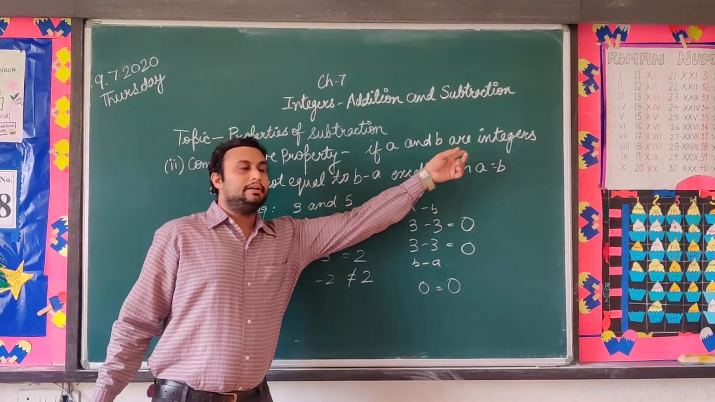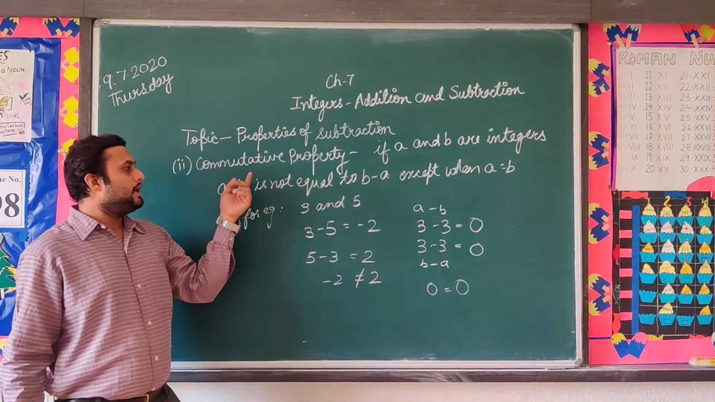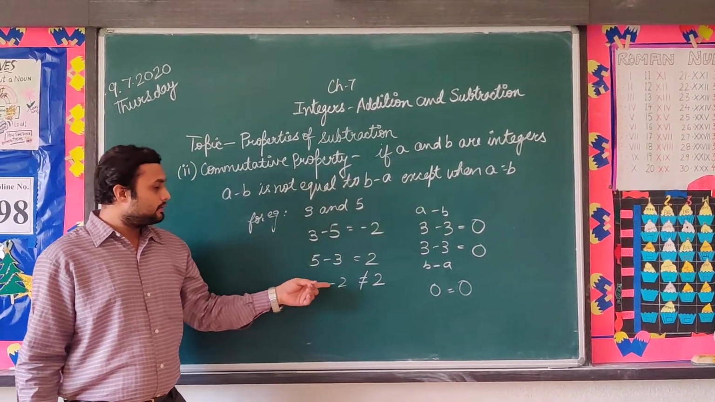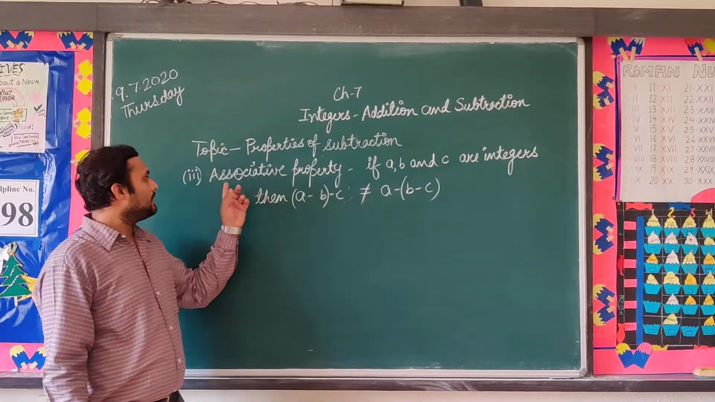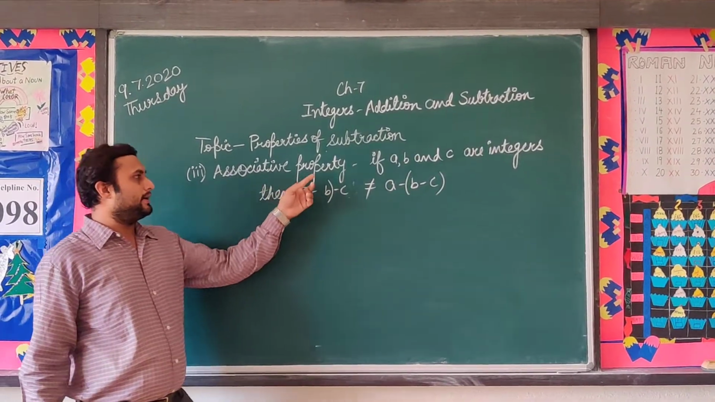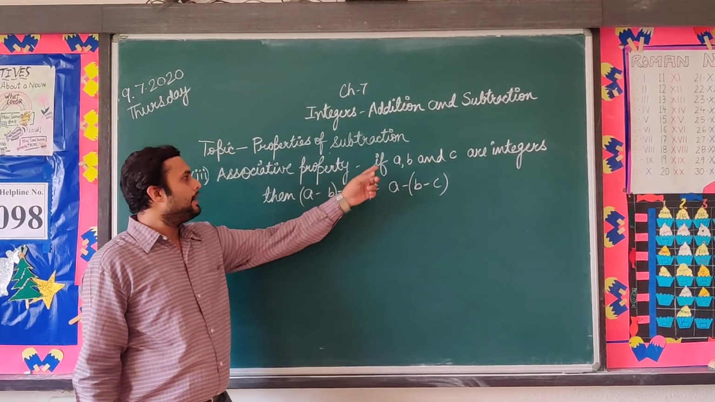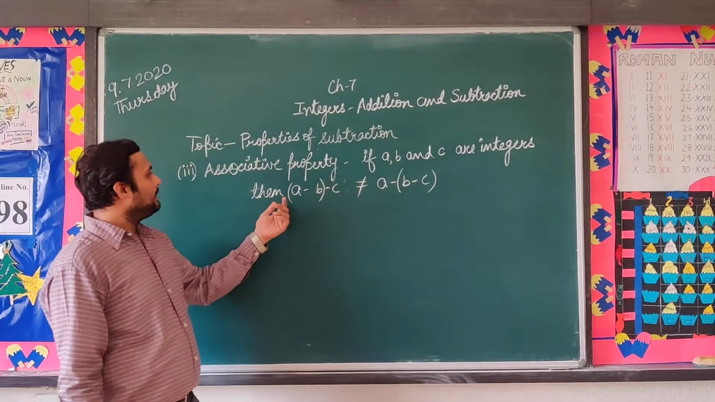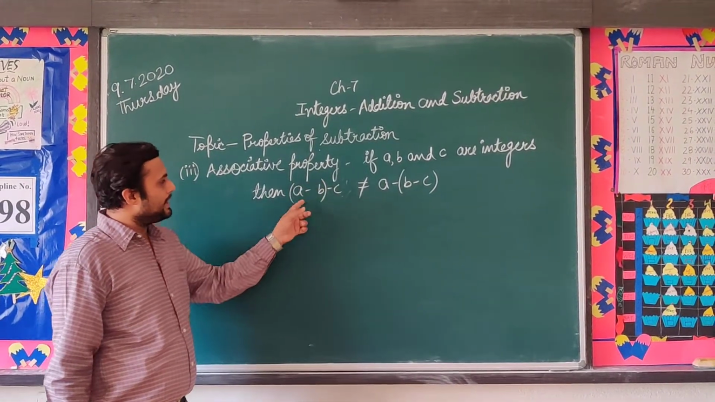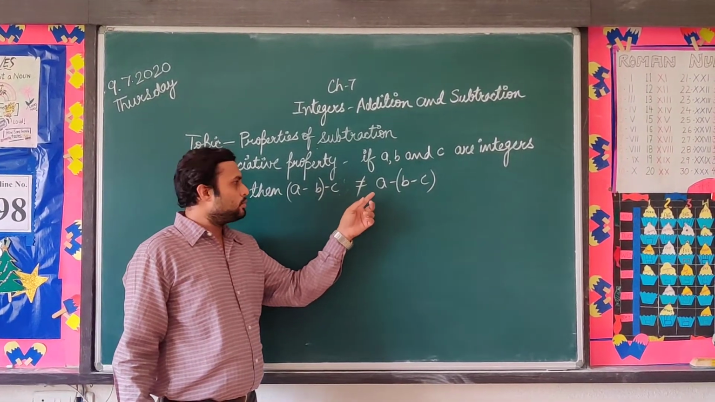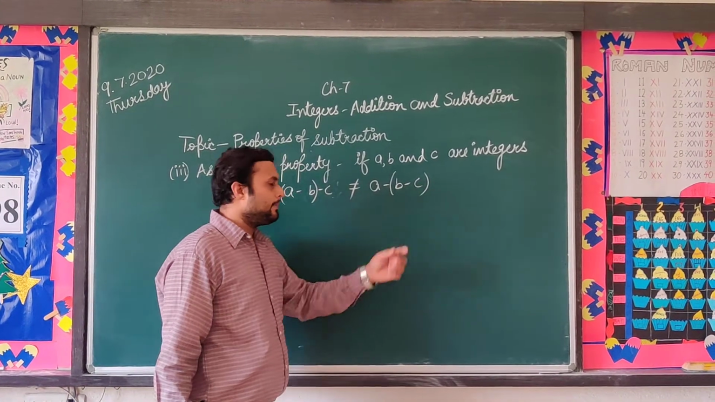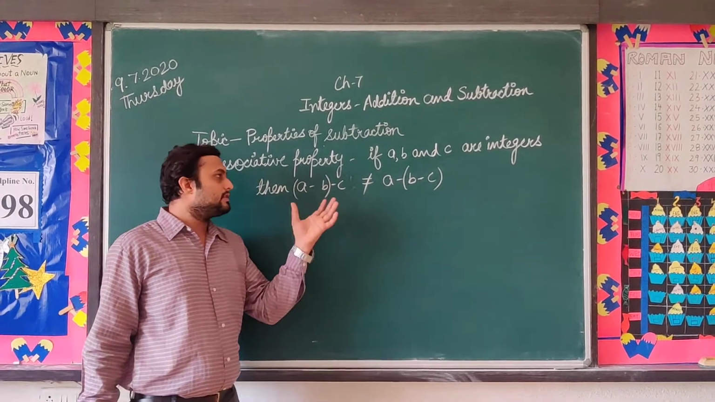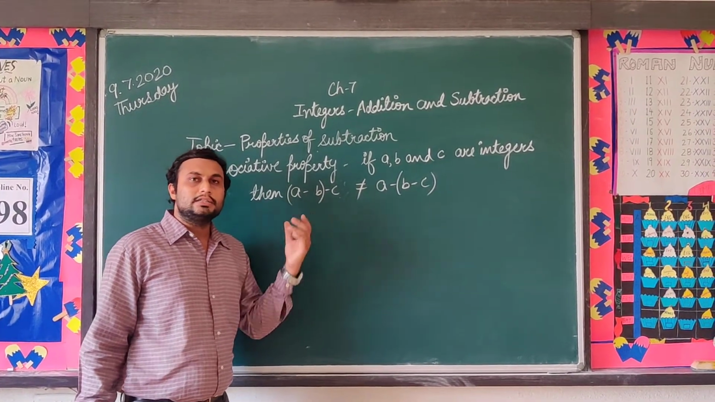If a and b are integers, a minus b is not equal to b minus a, which we have proved through this example. The third is the associative property. What is the associative property? If a, b and c are three integers, then a minus b, bracket, minus c is not equal to a minus, bracket, b minus c. This type of associative property is only good for addition, not for subtraction.